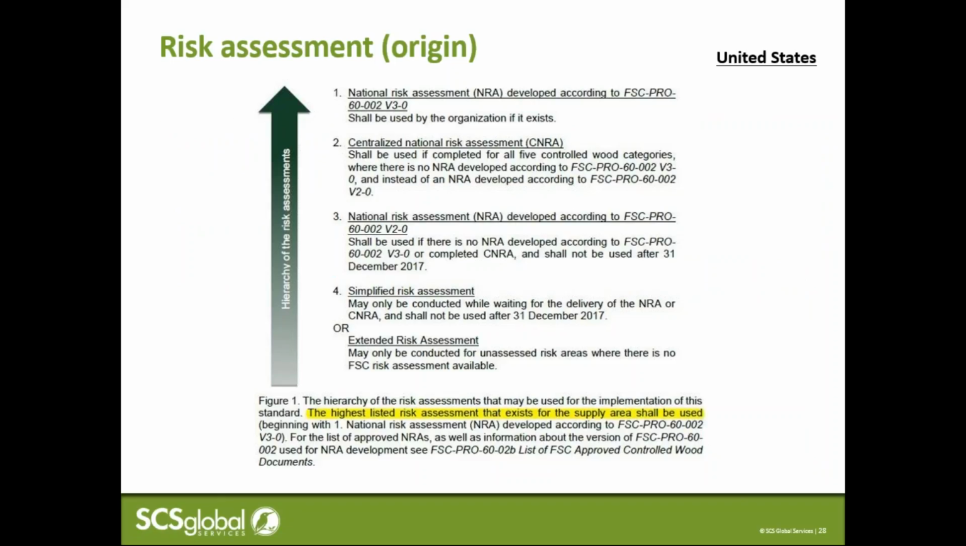So what does that mean? Let's just move down the hierarchy of risk assessments. A national risk assessment developed according to FSC Procedure 60002 version 3 is not available for the United States. A centralized risk assessment is available, but only for categories 1 and 5. Note that a centralized national risk assessment for all 5 categories is required in order for this risk assessment to be applicable.